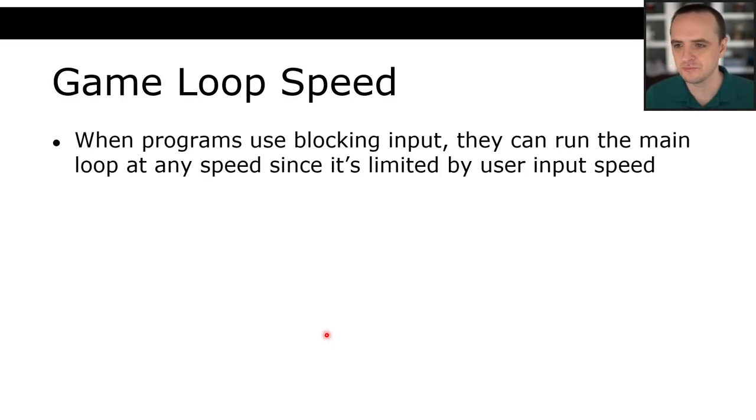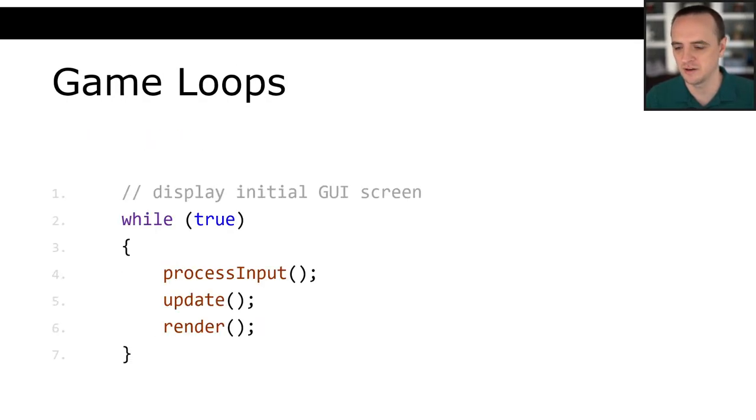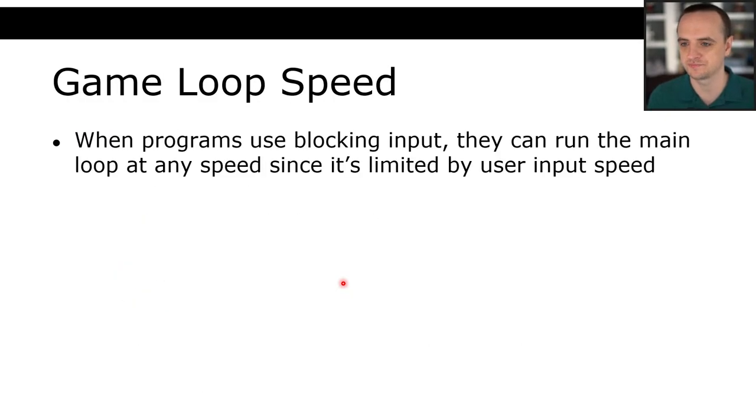So, game loop speed. Let's talk about that now. When programs use blocking input, they can run the main loop at any speed, since it's limited by user input speed. Well, what do I mean by that? If this was blocking input, then it wouldn't matter how fast this while loop ran, because we're waiting maybe several seconds or minutes for user input, right? So we don't need to worry about speed whatsoever, since the input speed of the user is the blocking factor. It's literally stopping our computation.